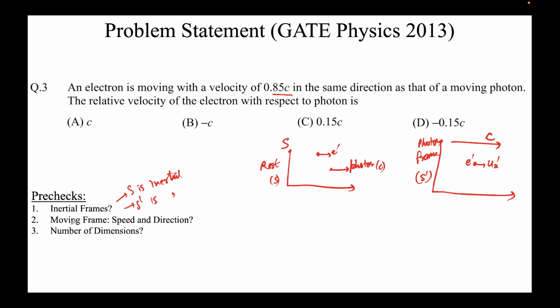So second thing, we check with the moving frame what is the speed and direction. This is the frame of the photon, so the speed would be c, so v I can write as c. And the direction, it's only a one-dimensional picture, so I can take this to be the positive x-axis, so the direction would be i cap. Finally, number of dimensions: the question is silent about how many space coordinates we have. This is a very simplistic problem. Without loss of generality, I can assume it to be a one-dimensional system, in this case only the x-axis.